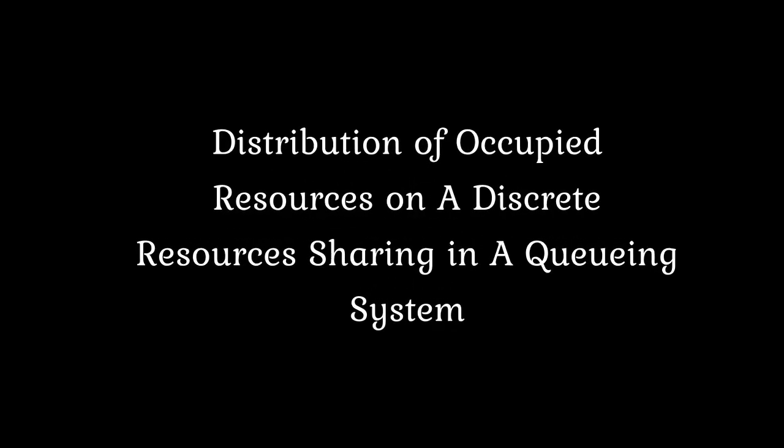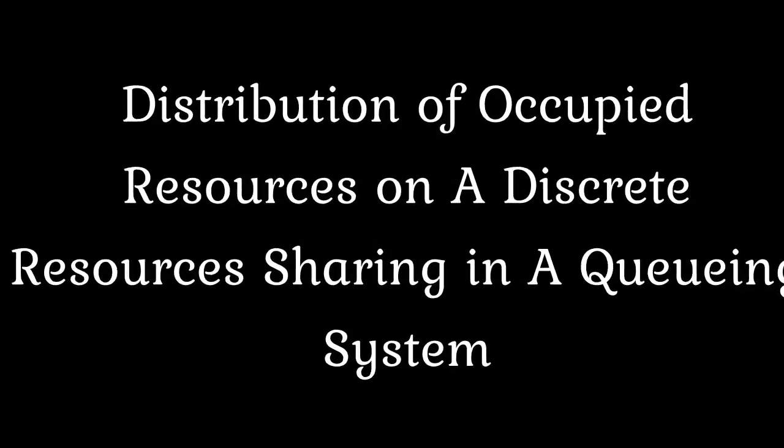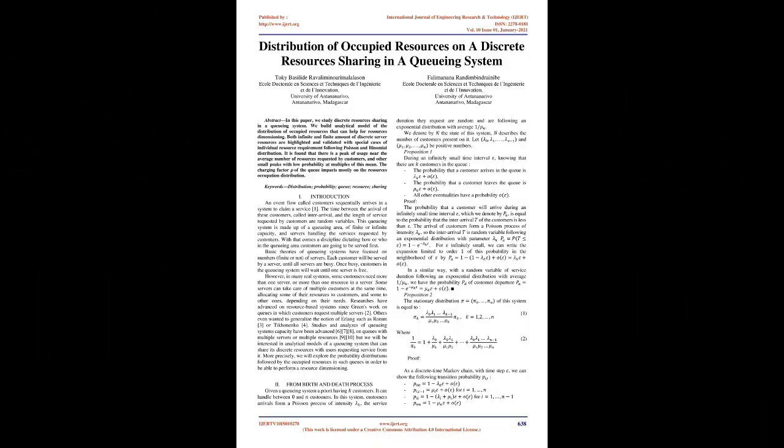Distribution of occupied resources on a discrete resources sharing in a queuing system. Abstract. In this paper, we study discrete resources sharing in a queuing system. We build an analytical model of the distribution of occupied resources that can help for resources dimensioning.